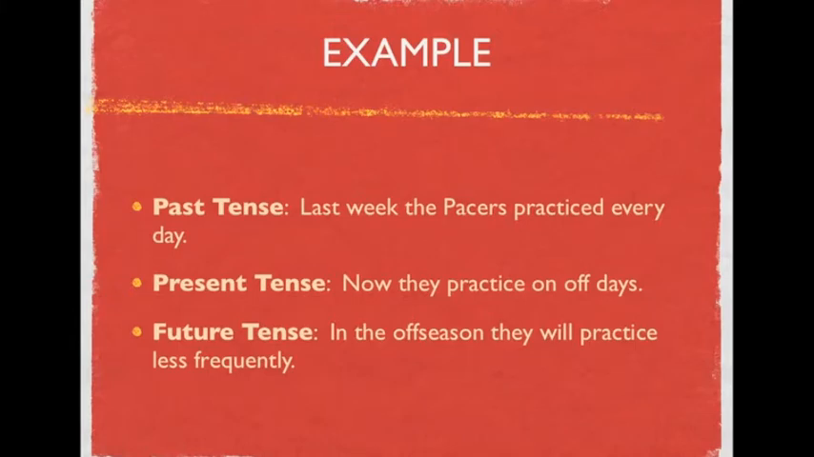Now they practice on off days. Does that mean they're doing it right now? No. But what the present tense often means is that they do it frequently, or they're in the middle of doing it, or it's something they're likely to do. So when you read that, it says, now they practice on off days. That's the state they're in right now. Does that mean they're actually practicing? No, it doesn't right now. But what it does mean is that that is what they are in the middle of. That's their current situation.